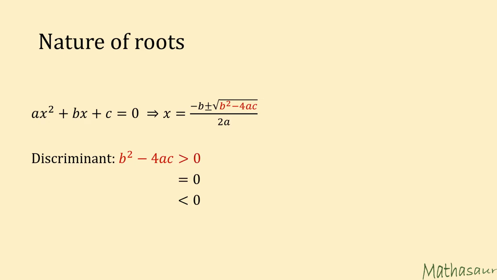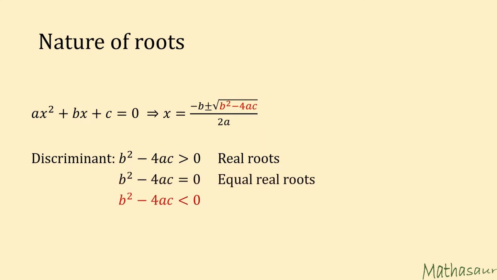Let us look at the first one. When b square minus 4ac is greater than 0, then we have real roots. When b square minus 4ac is equal to 0, we see that x reduces to minus b by 2a because the square root term vanishes. So we have equal real roots. However, when b square minus 4ac is less than 0, then the square root does not give a real number because we are trying to find square root of a negative number. So in this case, we do not have any real roots.